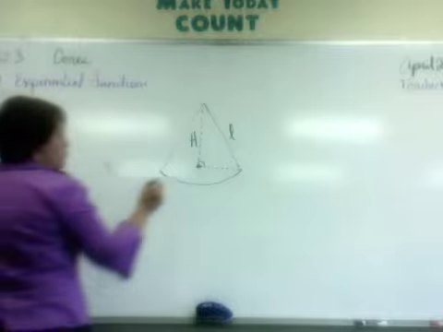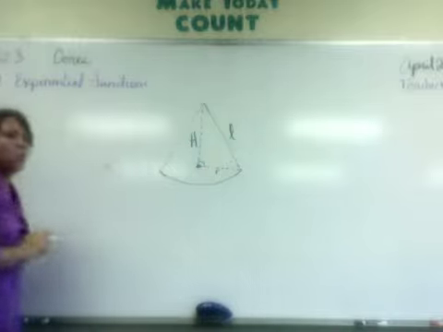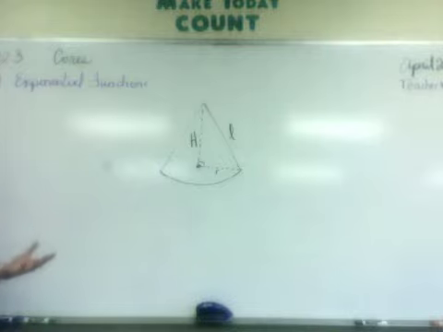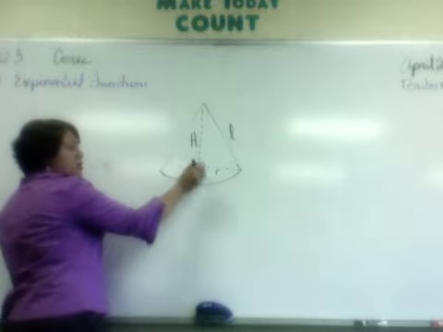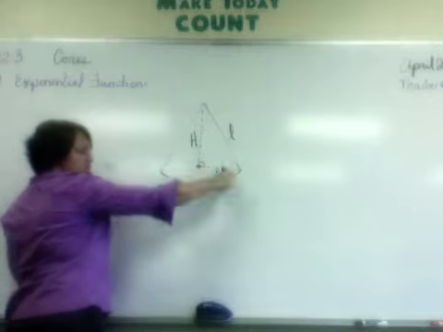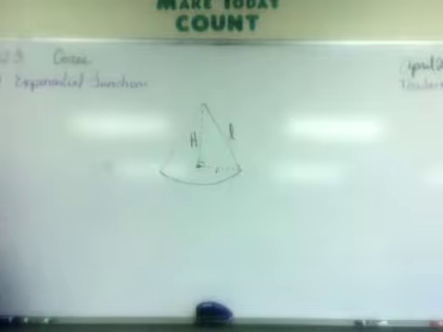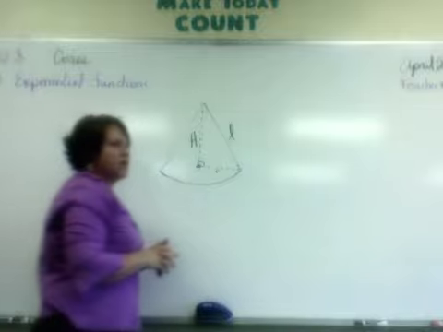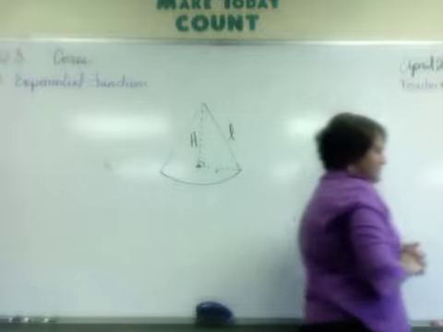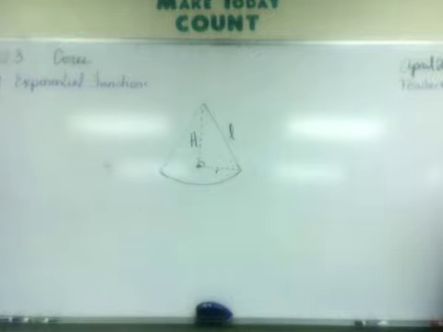Which means that when you're dealing with cones, what are 3 or even 4 different types of measurements that you could have to be able to figure things out? Radius. Diameter. Slant height. Regular height. The area of the base. Area of the base. Okay? The circumference.